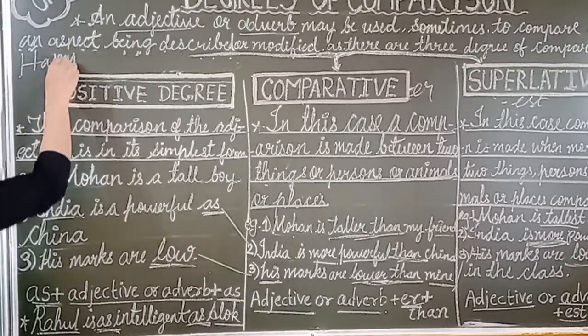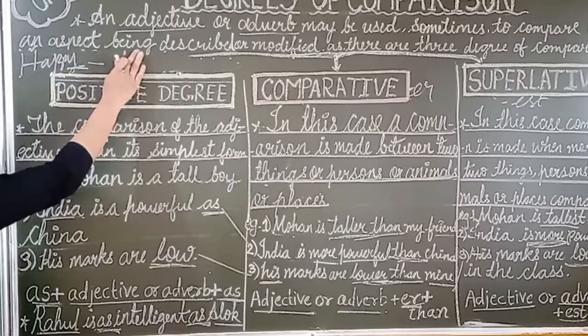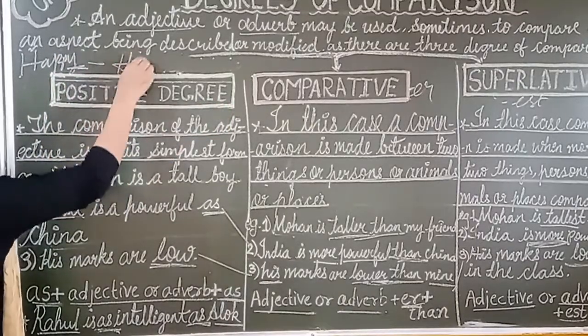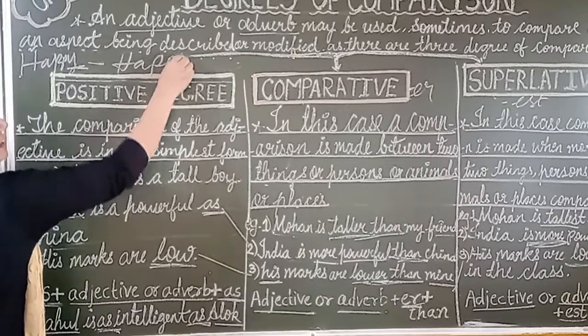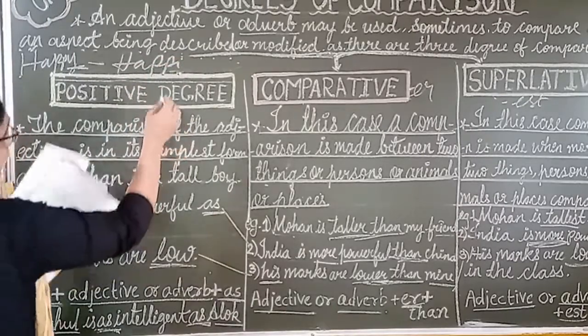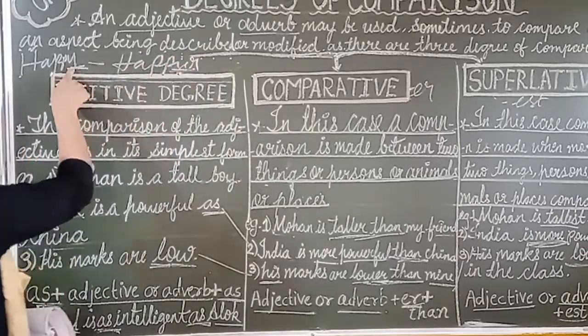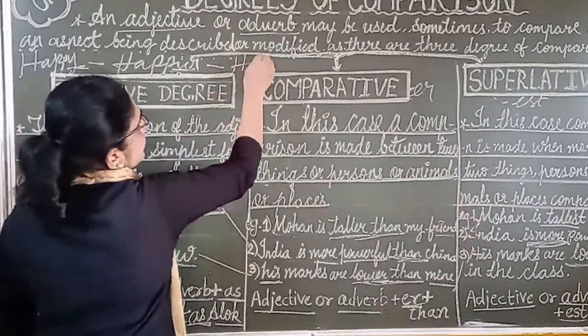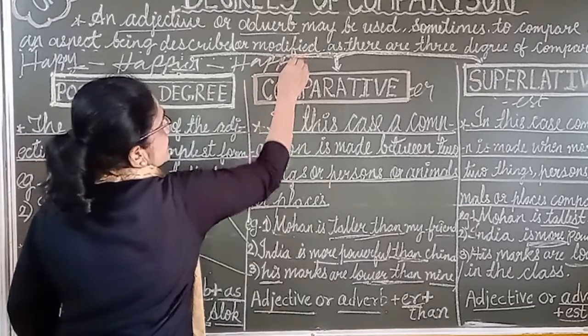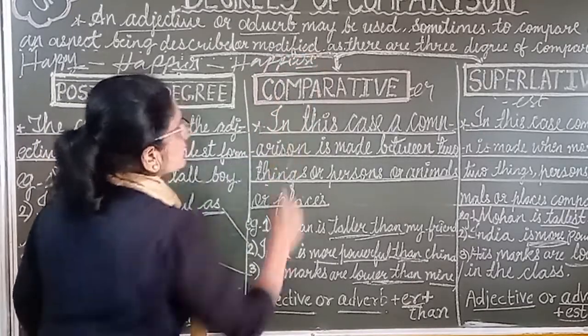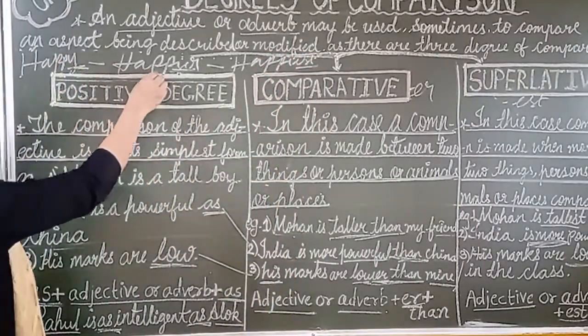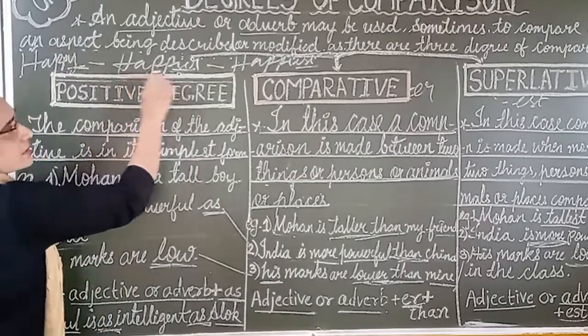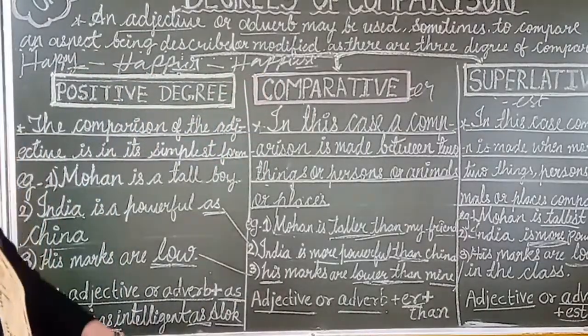Now in happy, the Y is coming at the end. We have to change it in the comparative degree. Happier, because Y changed into IER. And happiest. EST is the superlative degree. Means positive happy, comparative happier, and superlative happiest.